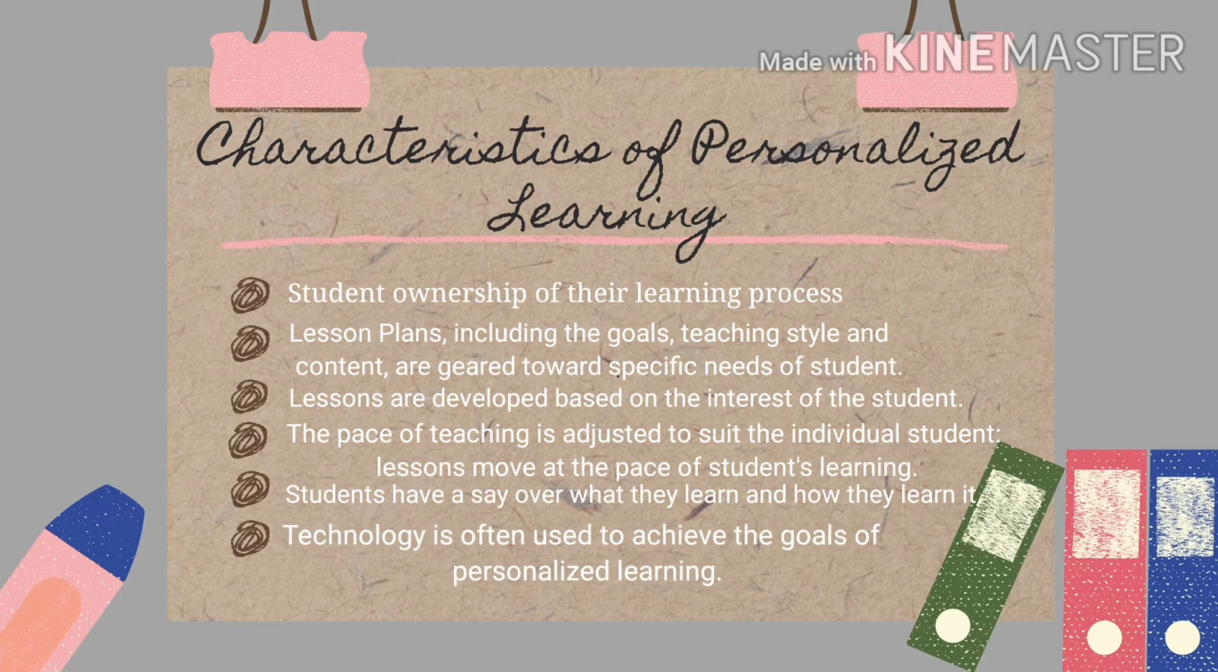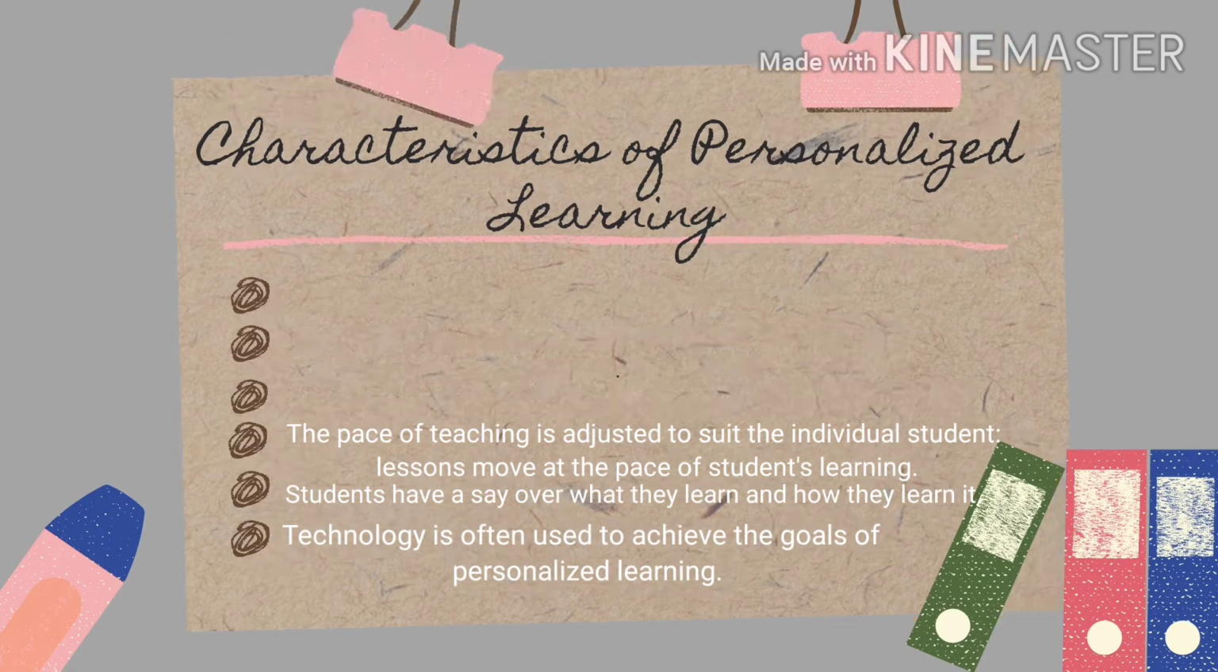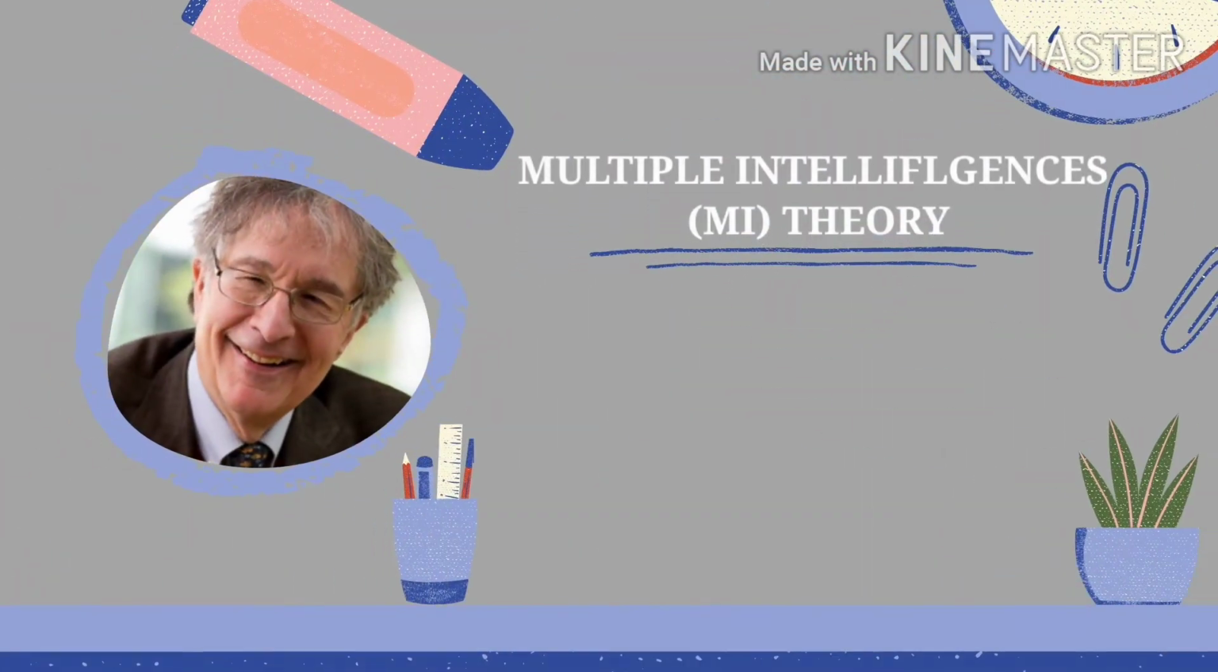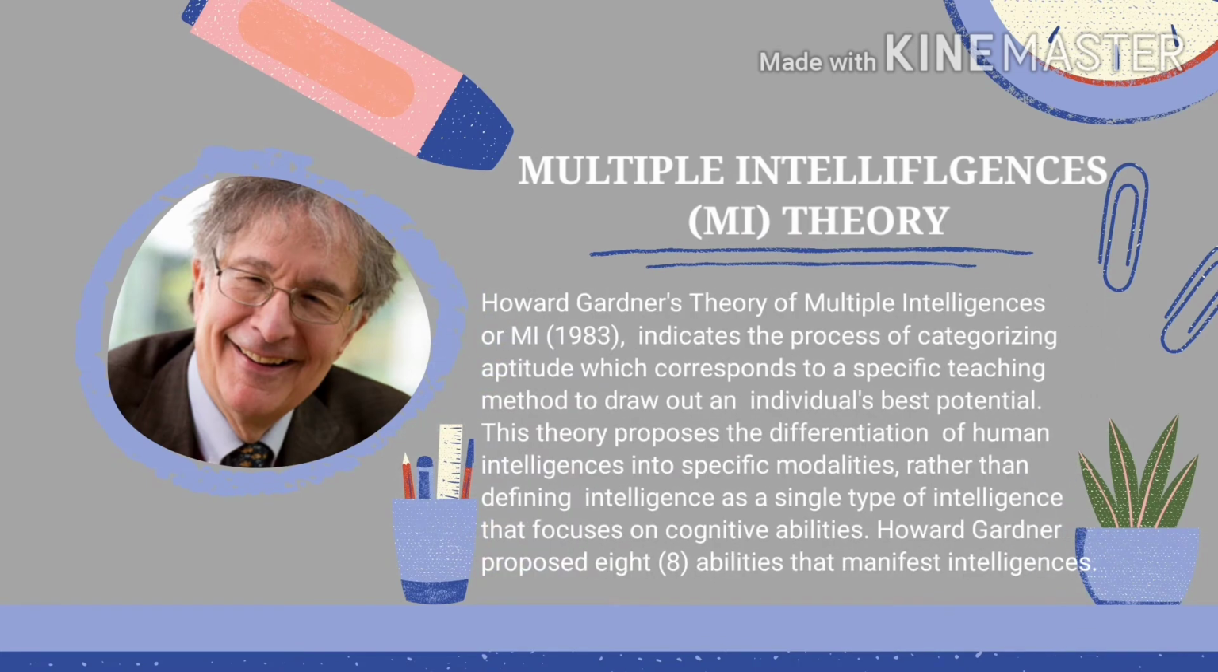Technology is often used to achieve the goals of personalized learning. Multiple intelligences theory. Howard Gardner's theory of multiple intelligences indicates the process of categorizing aptitude which corresponds to a specific teaching method to draw out an individual's best potential. This theory proposes the differentiation of human intelligences into specific modalities rather than defining intelligence as a single type of intelligence that focuses on cognitive abilities. Howard Gardner proposed 8 abilities that manifest intelligences.